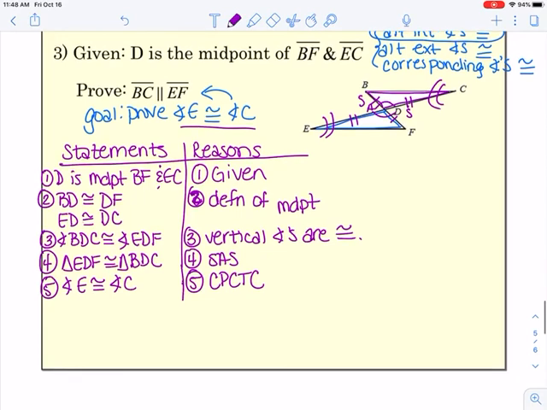And now, finally, I can have my last statement that I actually want to prove here: BC is parallel to EF. And again, why is that? Because those are alternate interior angles. Alternate interior angles are congruent. And you've now shown what you needed to show.